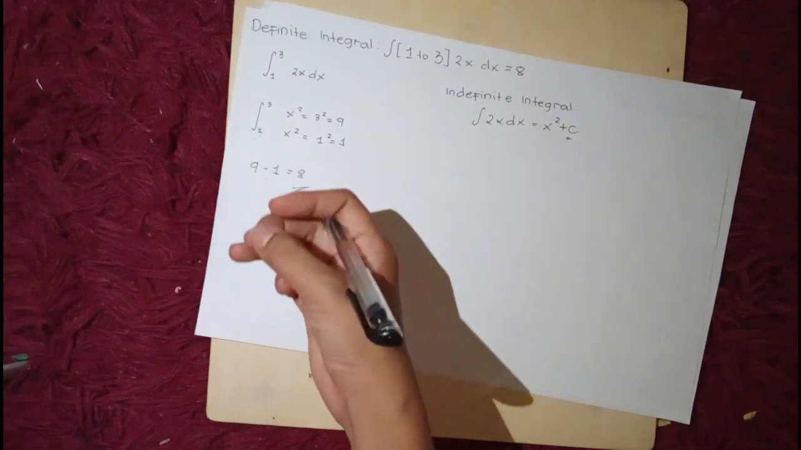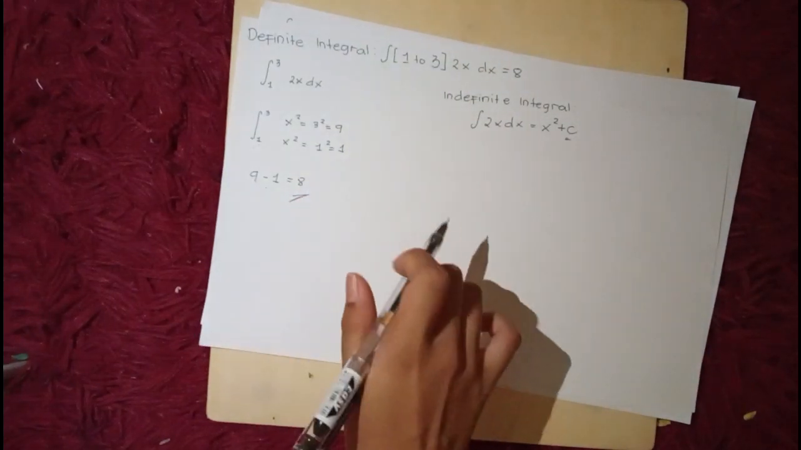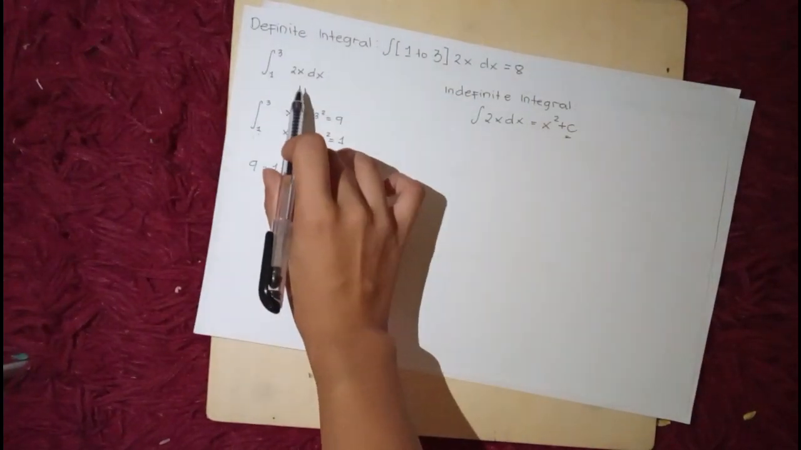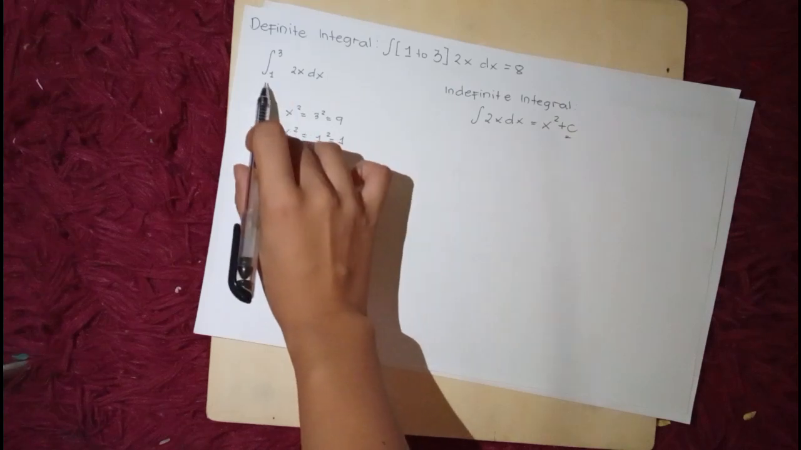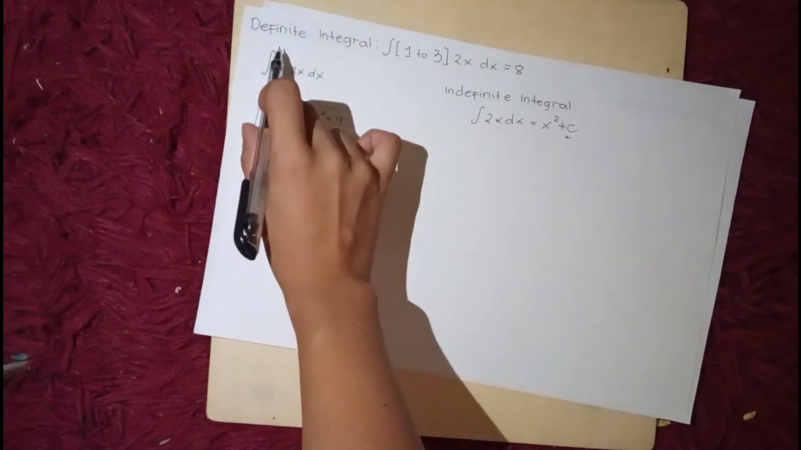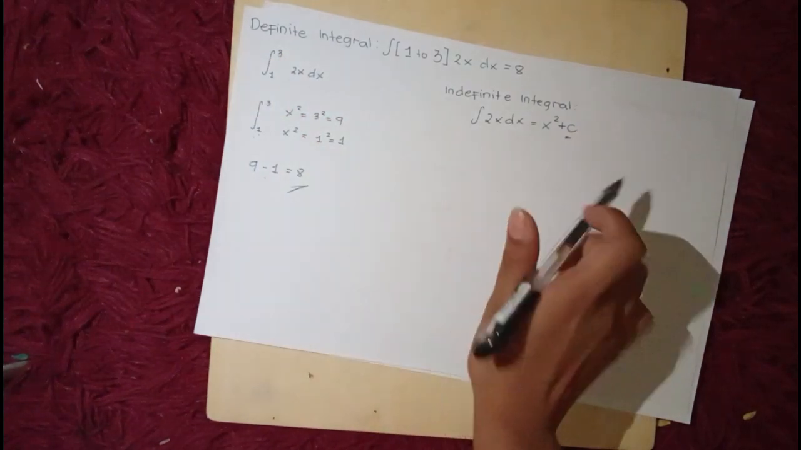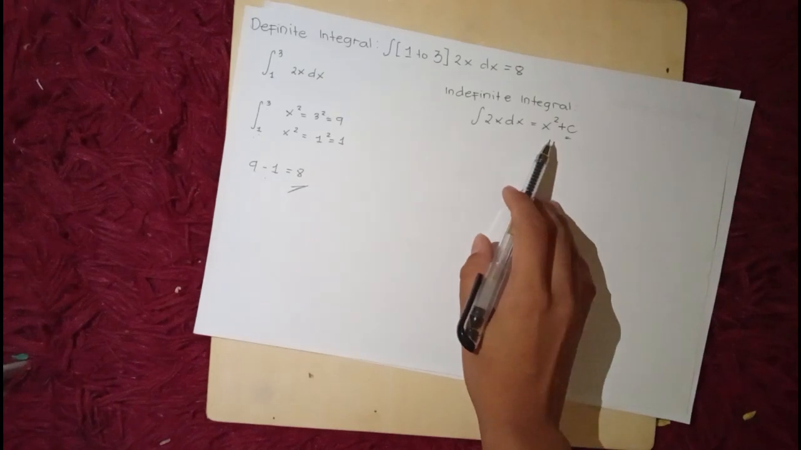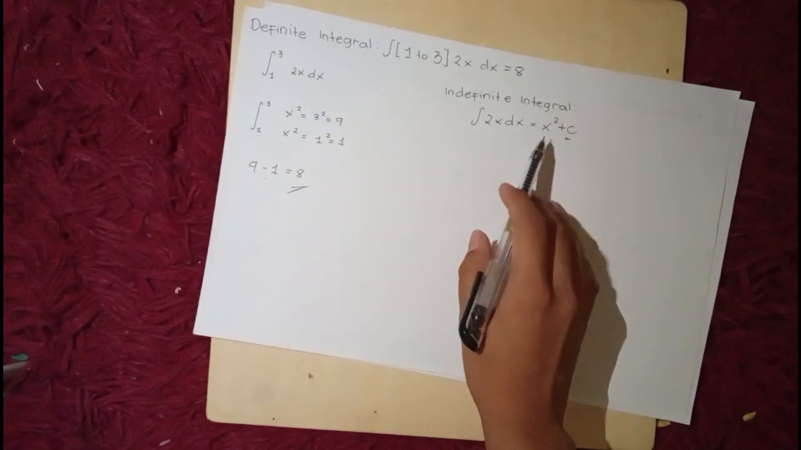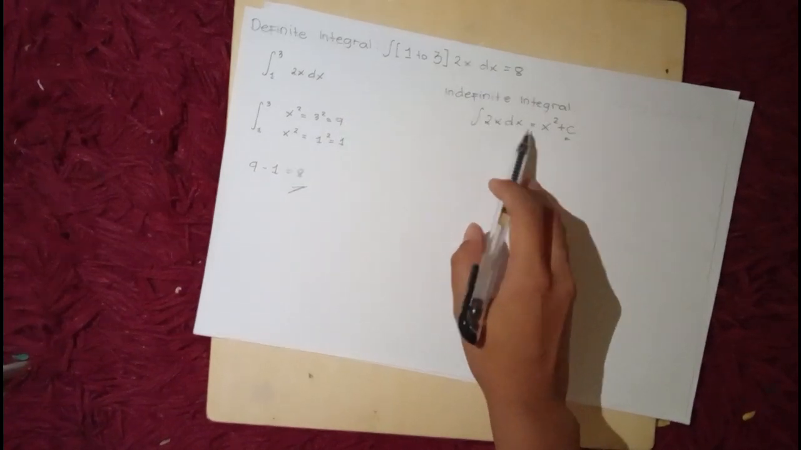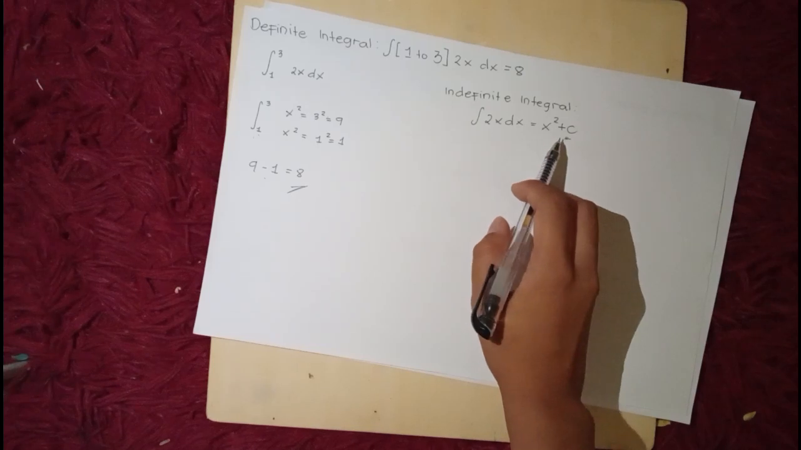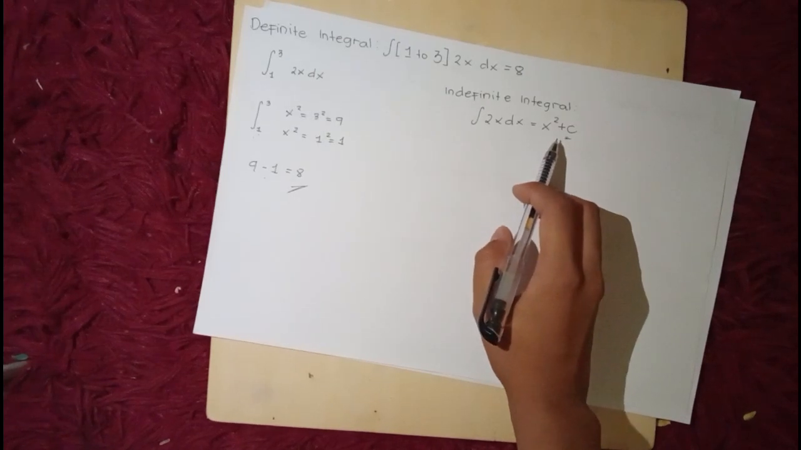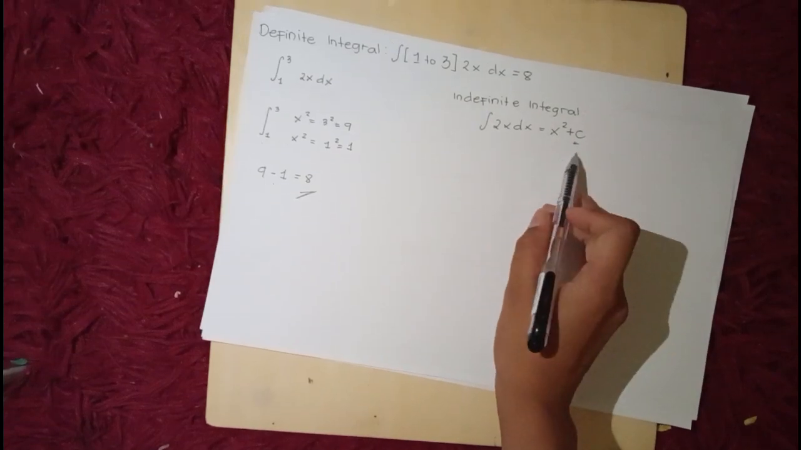This represents the area under the curve of 2x from x equals 1 to x equals 3. The indefinite integral of 2x is found using basic integral rules: the integral of 2x dx is equal to x squared plus c. Since we are dealing with a definite integral, the constant c is not needed.